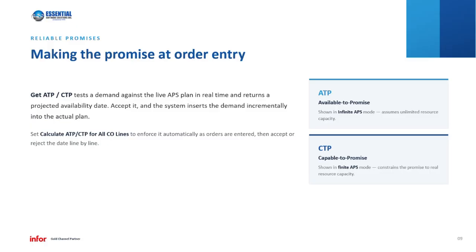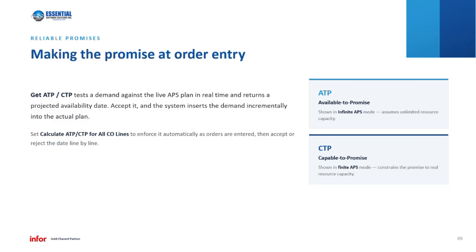So making the promise at order entry. The logic that we discussed in the previous 2 slides will surface at the order entry level using the get ATP or get CTP calculations. For any of you that have seen one versus the other, the difference between get ATP and get CTP is whether or not you have finite APS enabled. So if you are using finite capacity planning, you will see get CTP as your capable to promise calculation. If you are using infinite APS without capacity planning, you will see get ATP for an available to promise calculation.